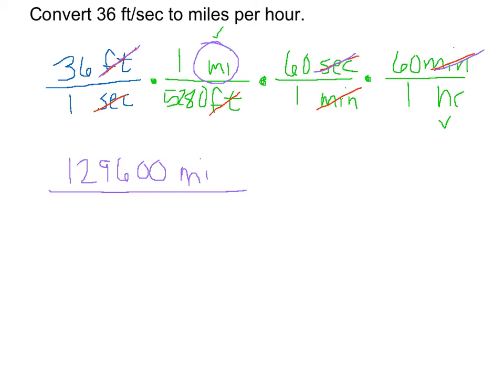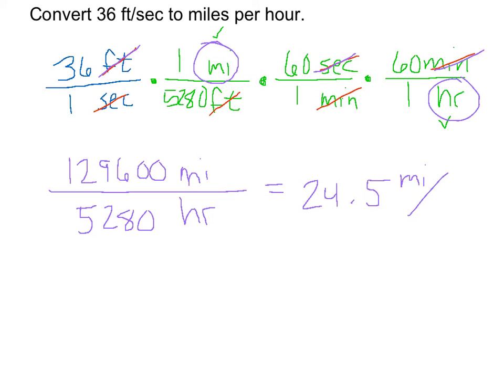It's still in a fraction. Now I'm going to multiply all the numbers on the bottom. See, we only have ones on the bottom, so the number on the bottom is 5,280. All the units of measurement on the bottom are gone. They were crossed out in red except for hours, so hours goes on the bottom. And I'm going to go ahead and divide these two numbers to figure out what my final answer is. So I'm typing it in my calculator now, 129,600 divided by 5,280. And that's going to get me approximately 24.5 miles per hour.